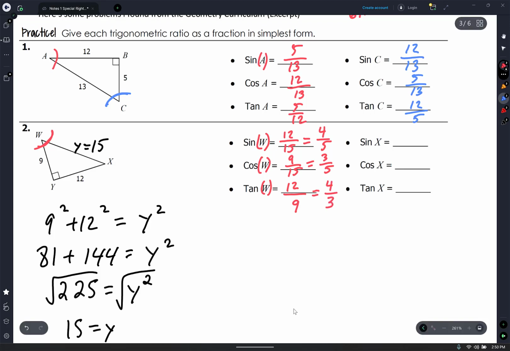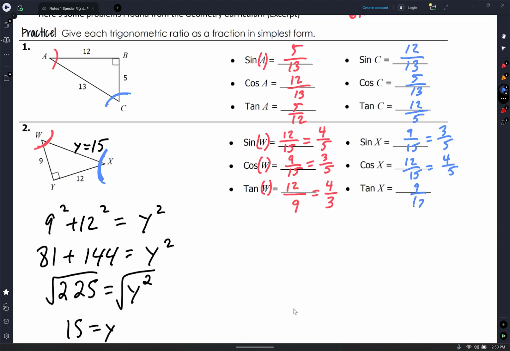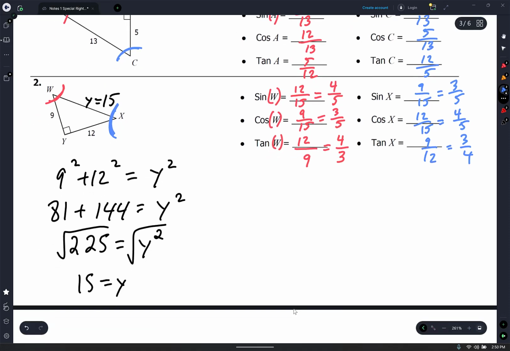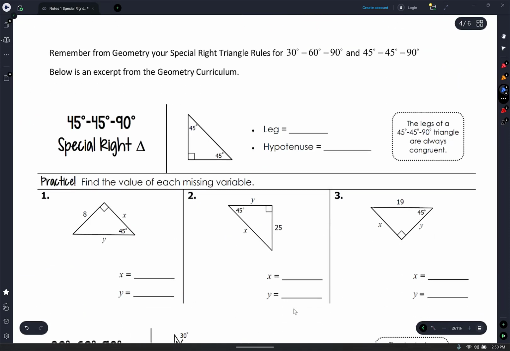I'm going to change my color to sky blue. It's going to say angle X, so I'm going to write my little angle there like that. And it says sine X. Sine is opposite over hypotenuse. So 9 over 15, which reduces to 3 over 5. Cosine X is adjacent over hypotenuse, which is 12 over 15, which is 4 over 5. And then tan X is finally going to be what over what? 9 over 12, which is 3 over 4. Pretty straightforward. I don't think we have any issues there. All right. Yay.